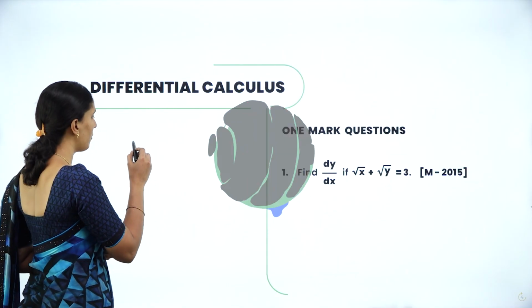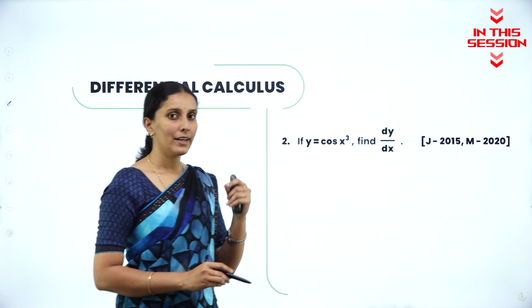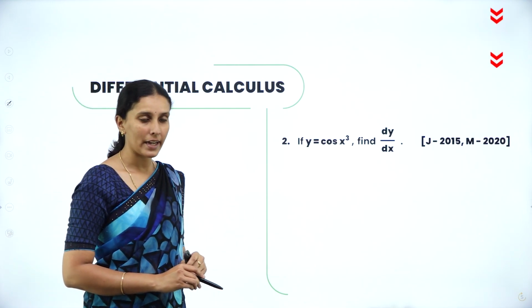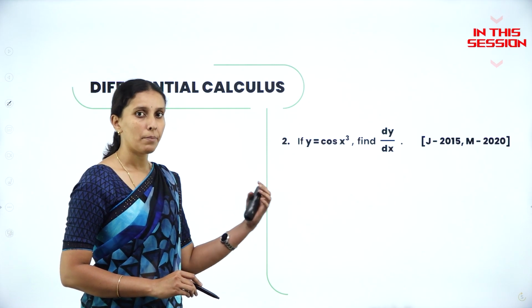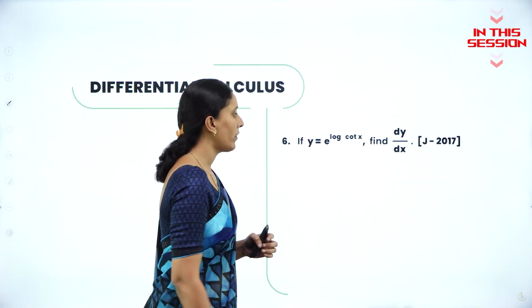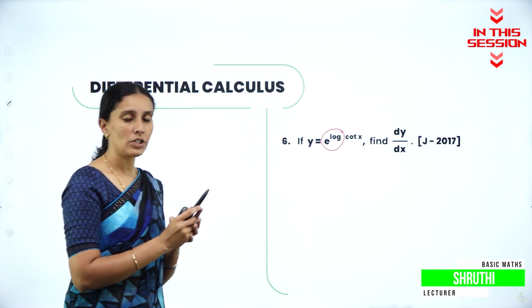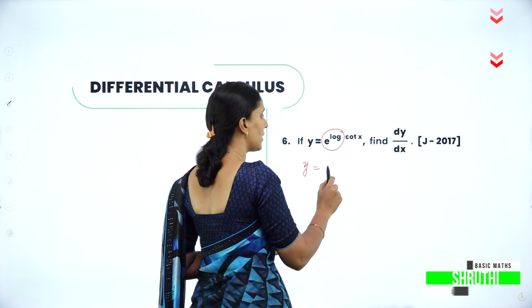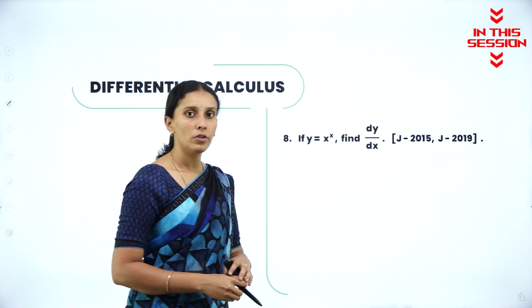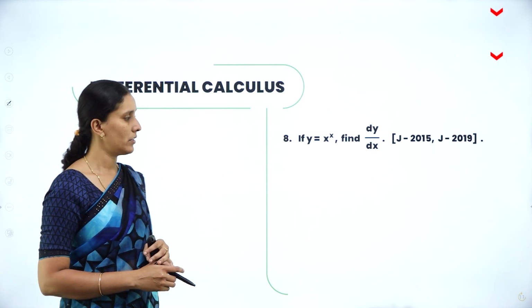So what is the derivative of root x? It is 1 divided by 2 root x. We know that derivative of cos is minus sin, but we have x cube as one more function. So let us apply the chain rule. So when we have e to the power log, since the functions are inverse to each other, we can directly write y is equal to cot x. So when you have the power also variable, then we'll use the logarithmic differentiation.